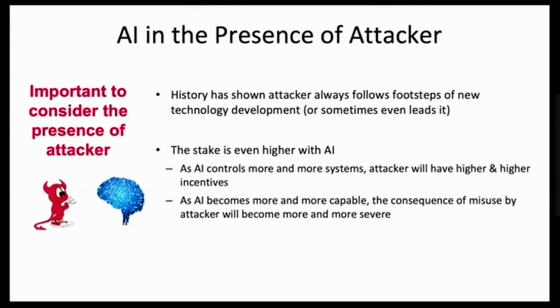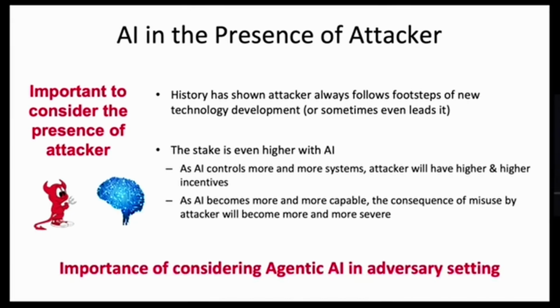I also want to stress that in particular, as we deploy AI, it's important to consider AI in the presence of attackers for a number of reasons. First, attackers always follow the footsteps of technology development, or sometimes even lead it. And also the stakes are even higher with AI. As AI controls more and more of the system, attackers will have higher and higher incentives to compromise these systems. And also as AI becomes more and more capable, the consequence of misuse of AI by attackers will also become more and more severe. Hence, it's really important for us to consider agentic AI in the adversarial setting.